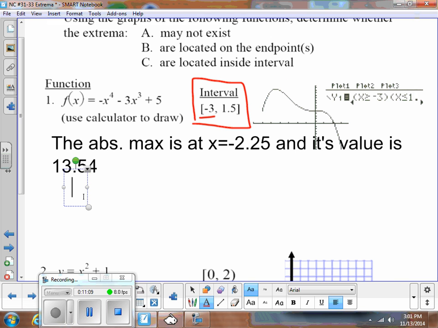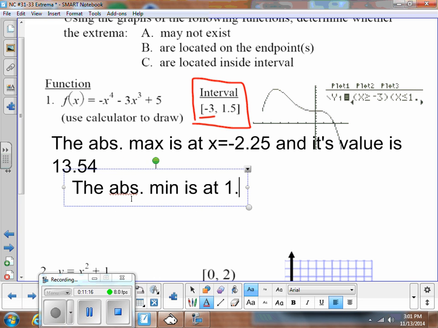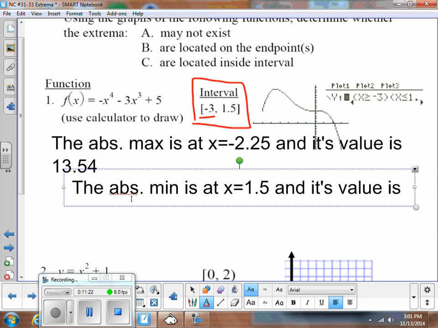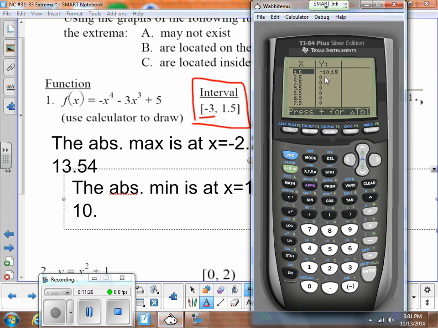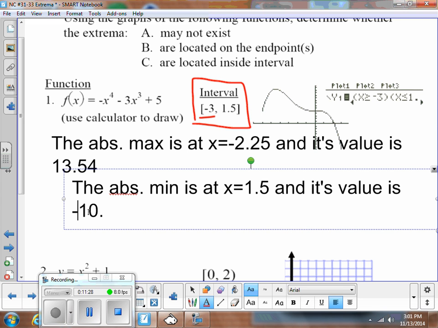So how do I state that one? The absolute min is at x equals 1.5, and its value is, what was it? Negative 10.19.